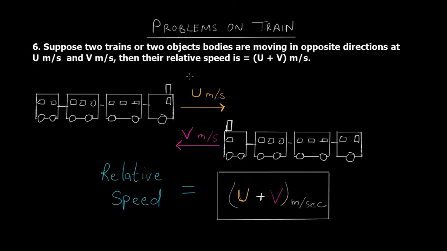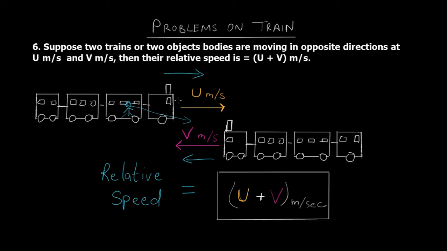Okay, so in point number 6, the trains are moving in opposite directions. There is a train 1 which is moving in this direction and this train 2 which is moving in this direction. So suppose two trains or two objects are moving in opposite direction, with u meter per second and v meter per second, then their relative speed is u plus v meter per second. So if you are inside this train and observing this train, you'll see that this train moves very fast and just passes the train with a very high speed, which is actually the addition of these two speeds.